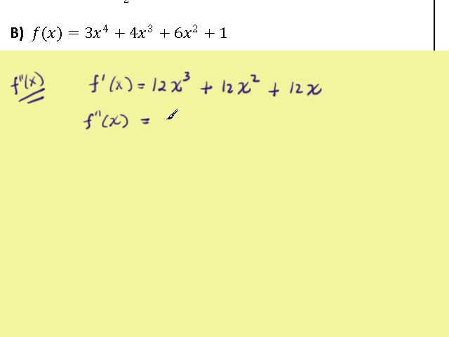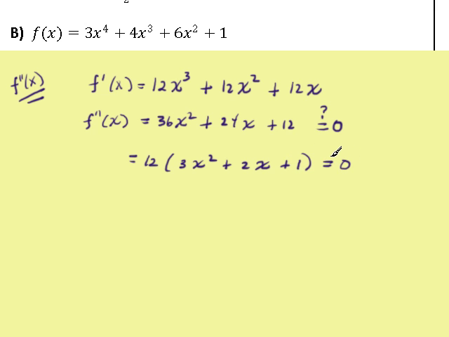Here we have, bring down the 3, we have 36x squared. Bring down the 2, we have 24x plus 12. Now we want to know when that is equal to 0. Let's factor out 12. All right, so we have 12, and here we have 3x squared plus 2x plus 1. Now if you try to factor this, we see we won't be able to, so let's check b squared minus 4ac and see if it's negative. If it's negative, then we have no real solutions. All right, so let's try that.